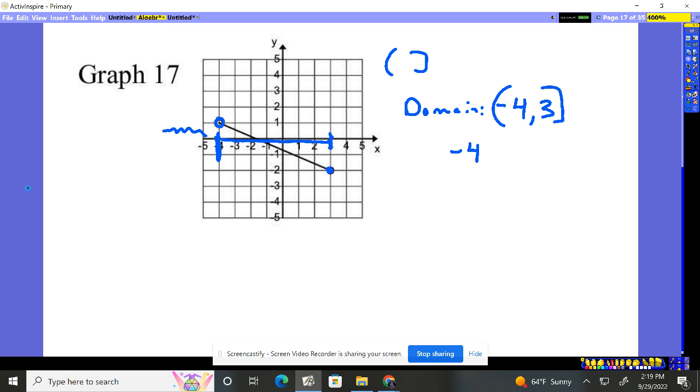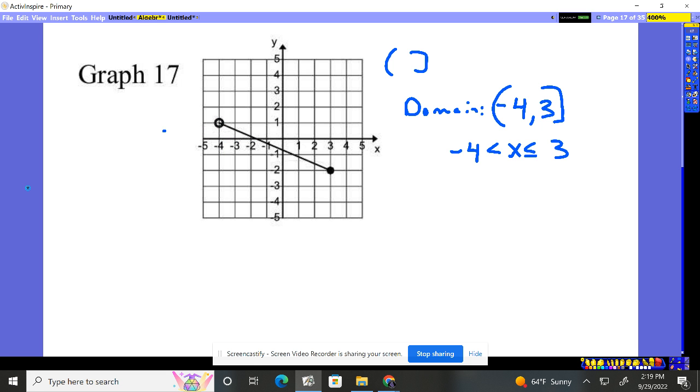Inequality, we would say, hey, -4 to 3, x is between them. Alligators are going to eat towards the bigger number, which will always be to the right. -4, it did not include it, but 3 it did, so I put in or equal to. There's your domain. Okay, that's our domain.